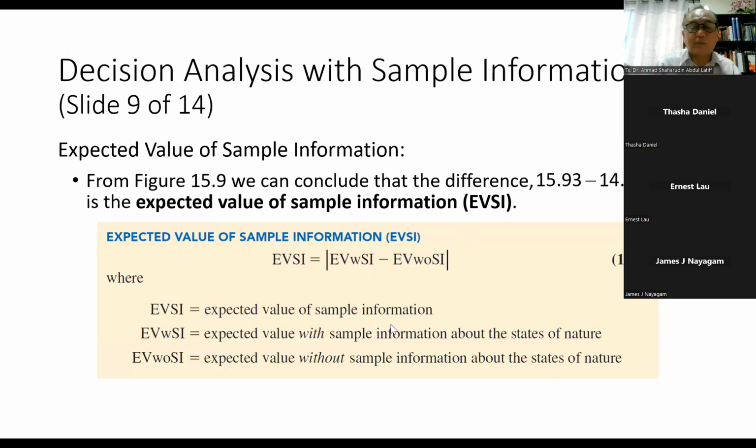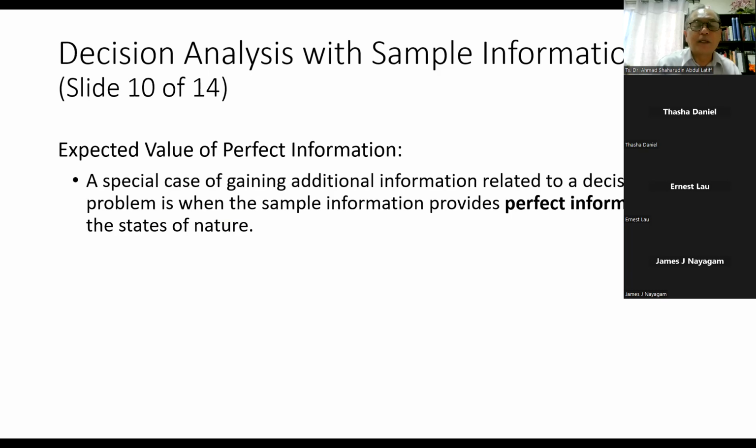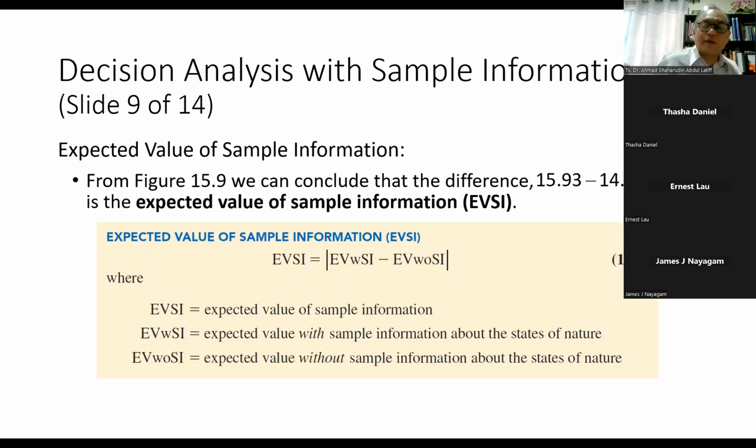Okay, value of sample information. We do a survey and get sample information. This is the difference of sample information. Then we have the expected value of sample information: the expected value with sample information and without sample information, and the difference between them is the expected value of sample information.